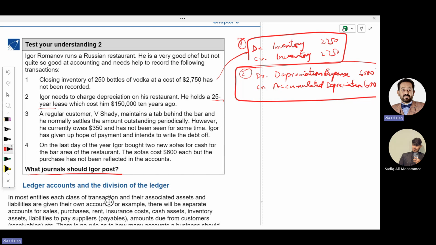He has not been seen for some time. Where he is, nobody knows. Igor has given up hope of payment and intends to write the debt off. This is bad debts. So how will we record? Debit irrecoverable debt, how much? 350. And credit, we need to credit what? Receivable with how much amount? 350.